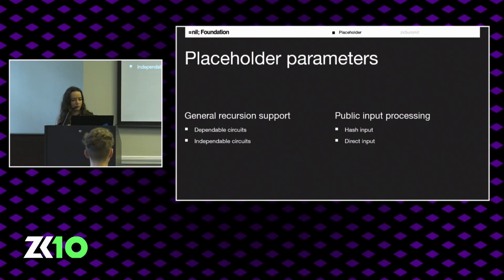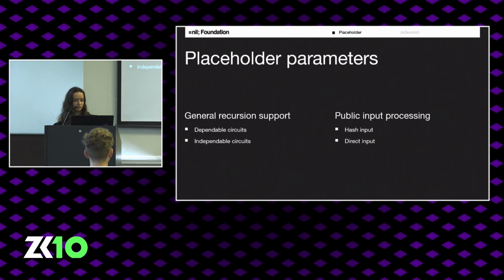So we offer a different option: dependable circuits and independable circuits. As I said, for dependable circuits, for example, we have 2 circuits, and the output from one circuit would be the input for the second circuit. And usually this option is used when you have a really big circuit.